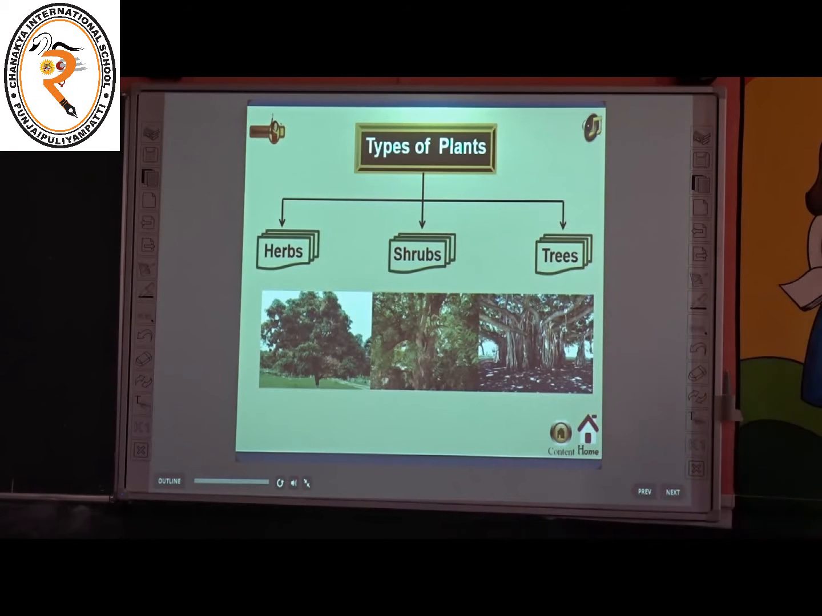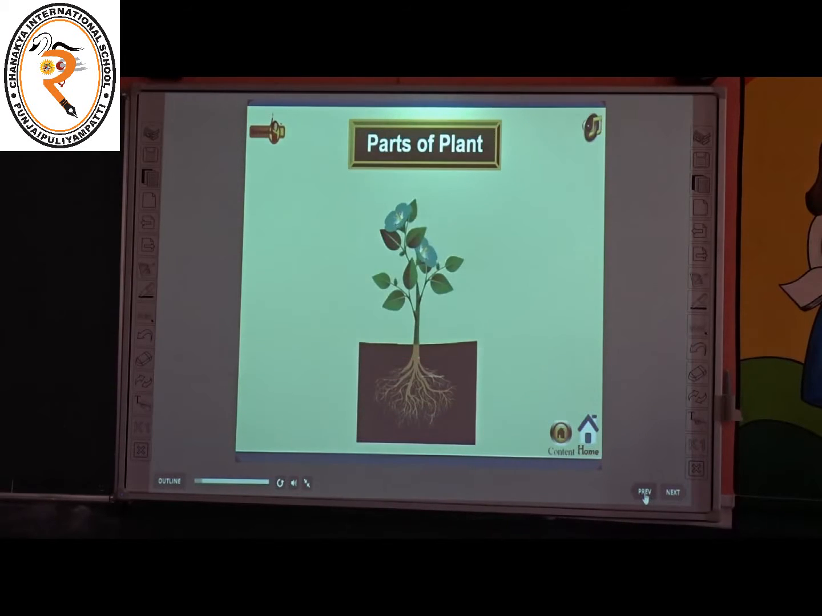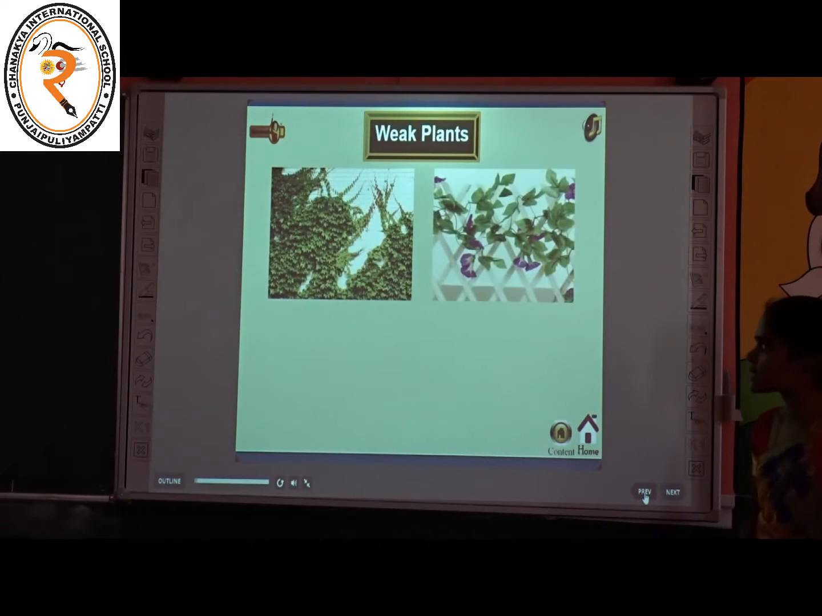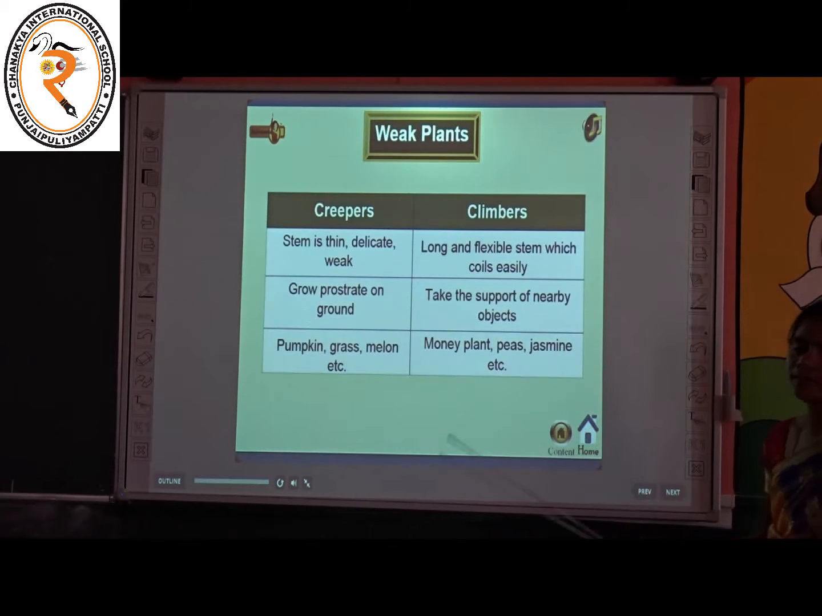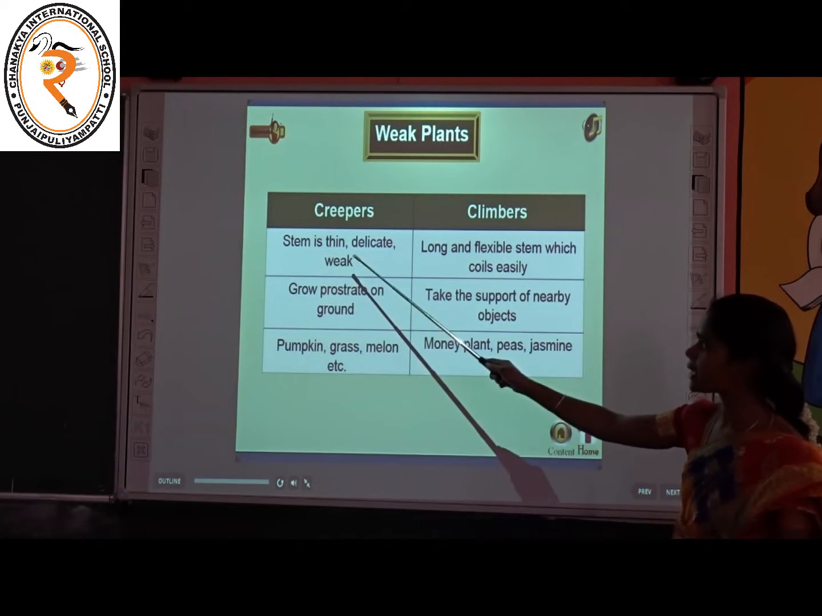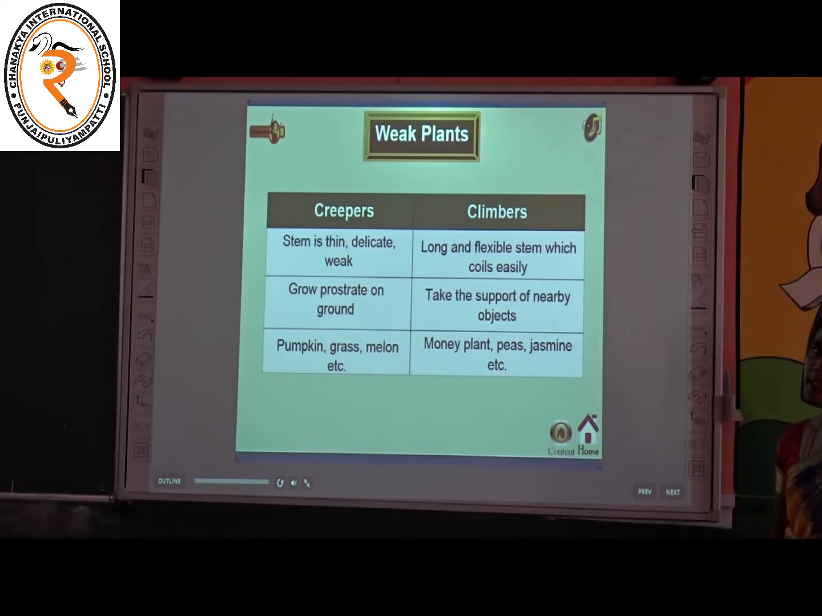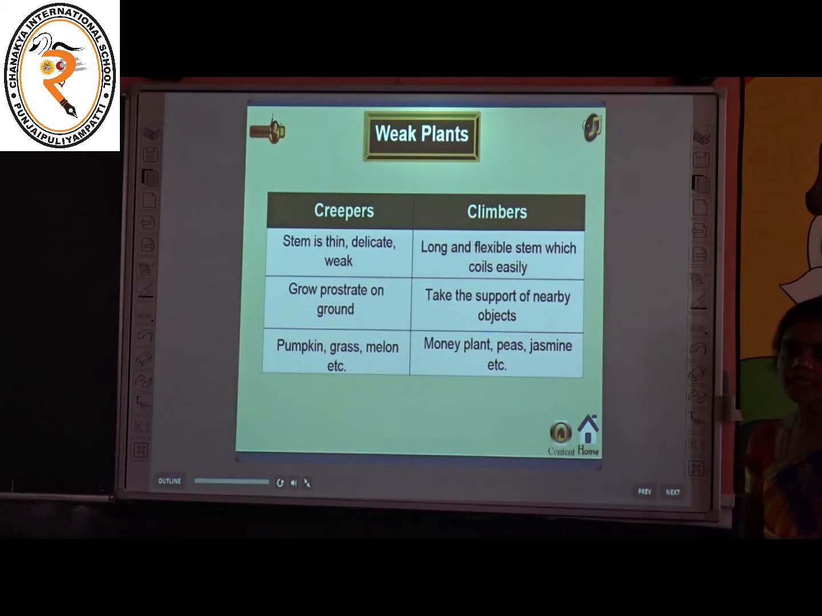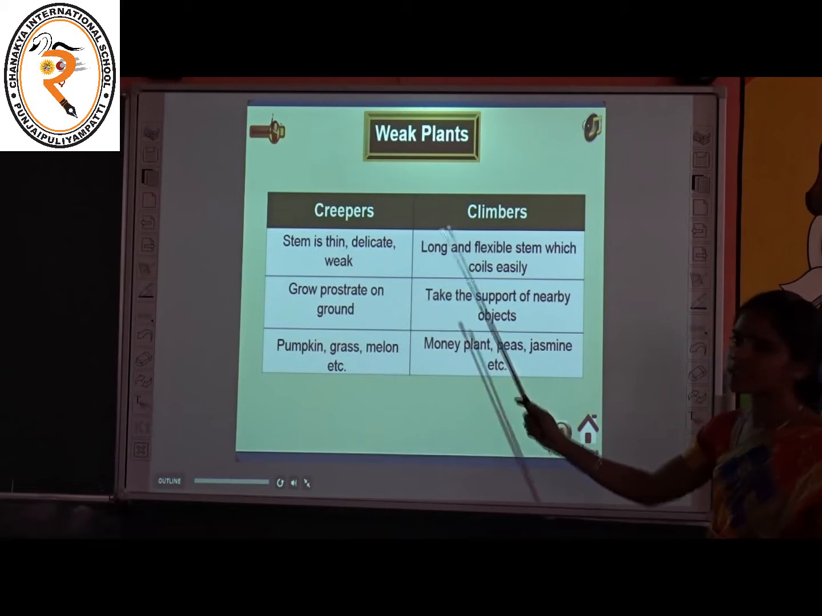And the next one, weak-stemmed plants. Creepers and climbers are called weak-stemmed plants. What are creepers? The stem is thin, delicate and weak in creepers. They have only a weak stem and they don't stand in an upright position. So they are called creepers.